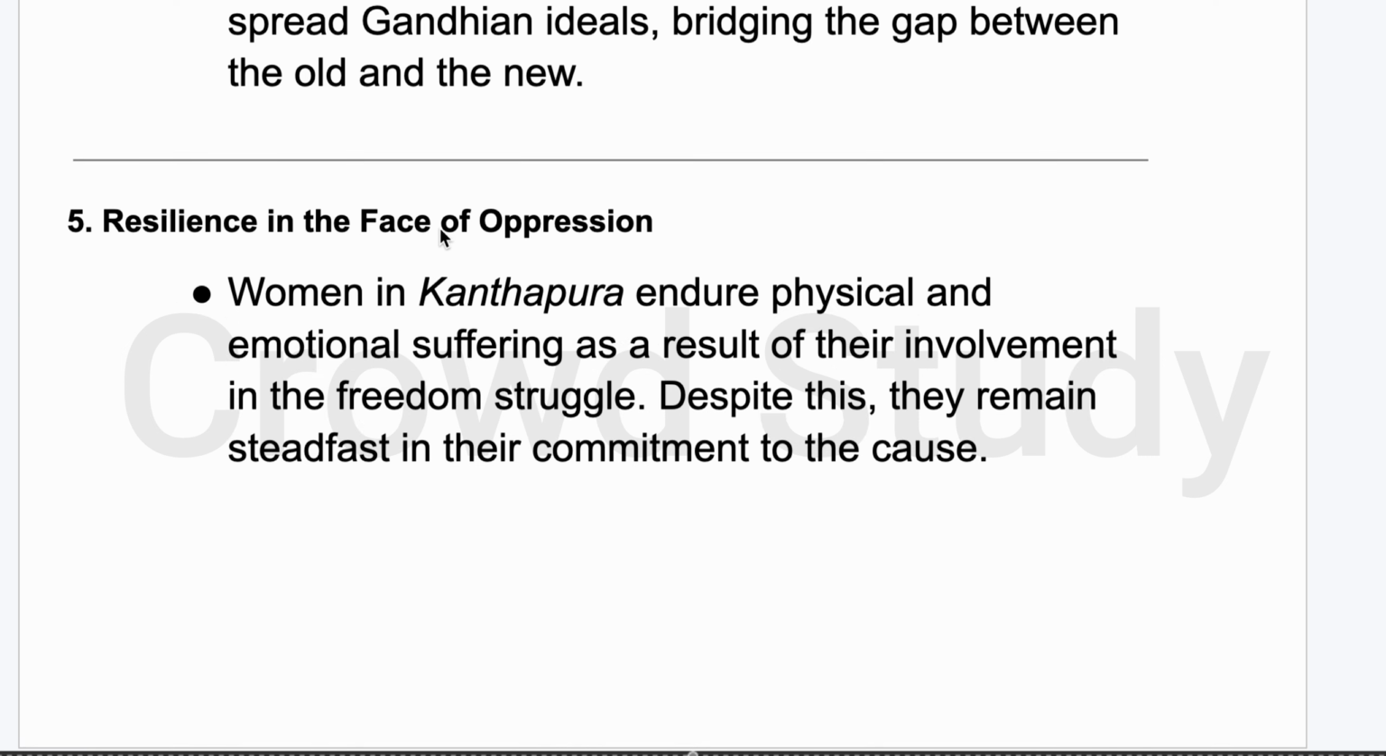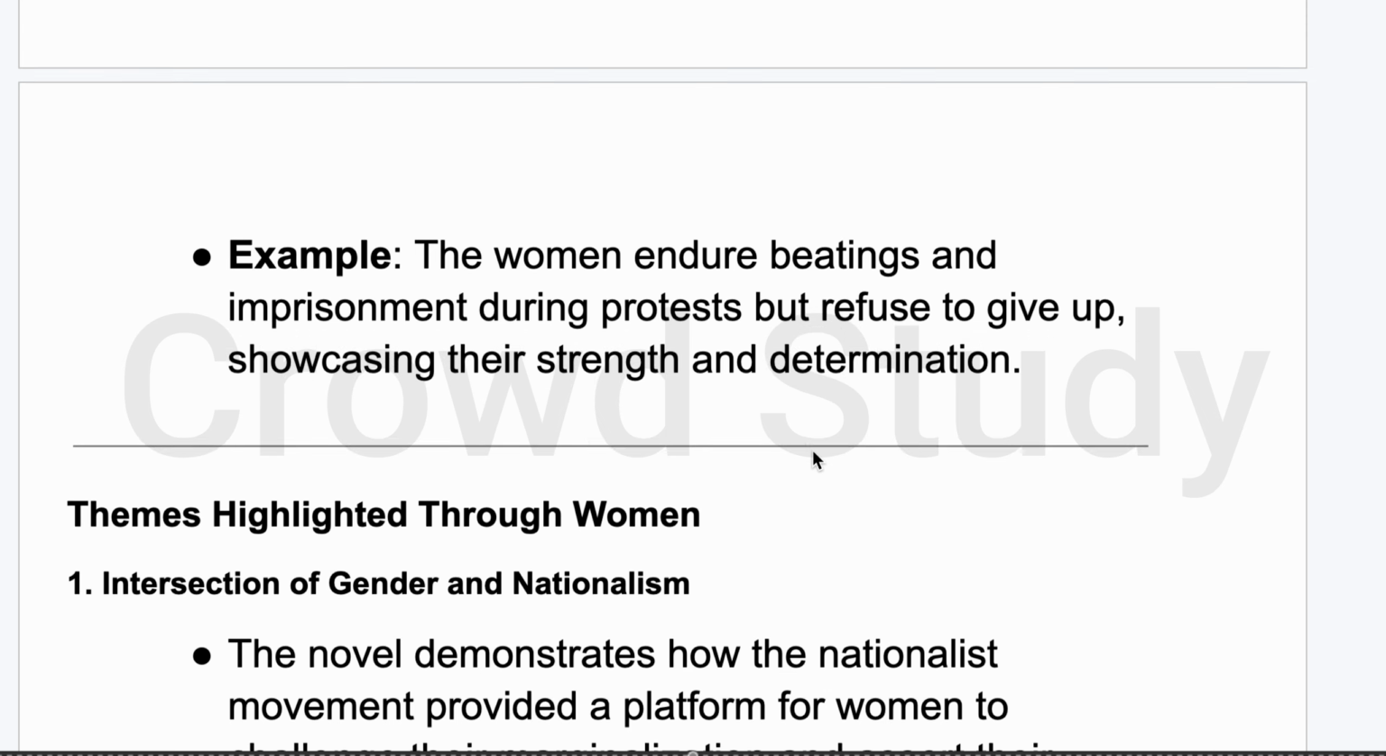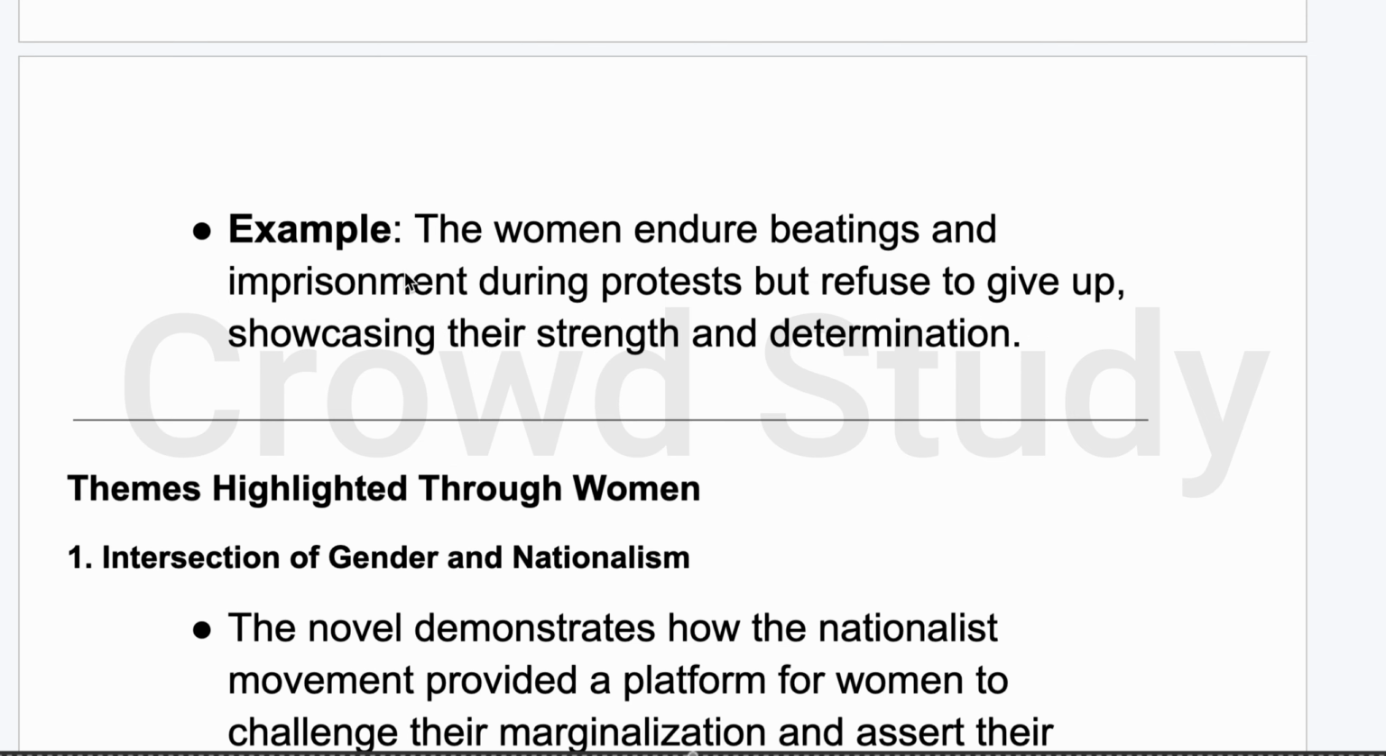Number 5. Resilience in the face of oppression. Women in Kanthapura endure physical and emotional suffering as a result of their involvement in the freedom struggle. Despite this, they remain steadfast in their commitment to the cause. For example, the women endure beatings and imprisonment during protests but refuse to give up, showcasing their strength and determination.